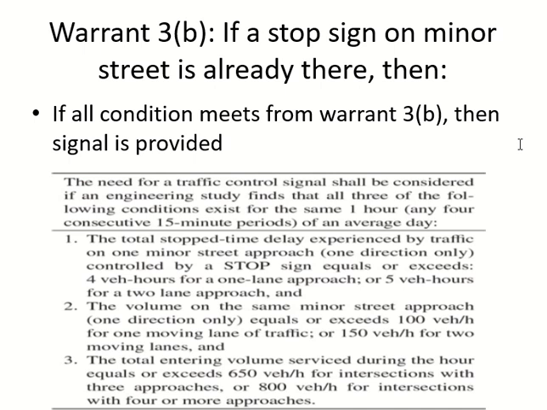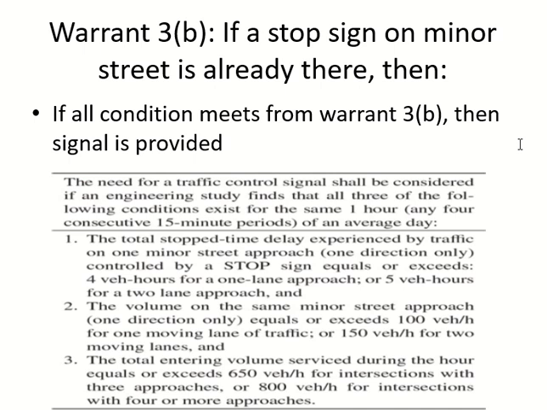So this is not per vehicle. That's why you see 4 hours and 5 hours. You take the delay from every vehicle, you add them together, and the total is more than this value or this value. This is for 1 lane, this is for 2 lanes. If you have more than this delay for the minor, then this condition is fulfilled.